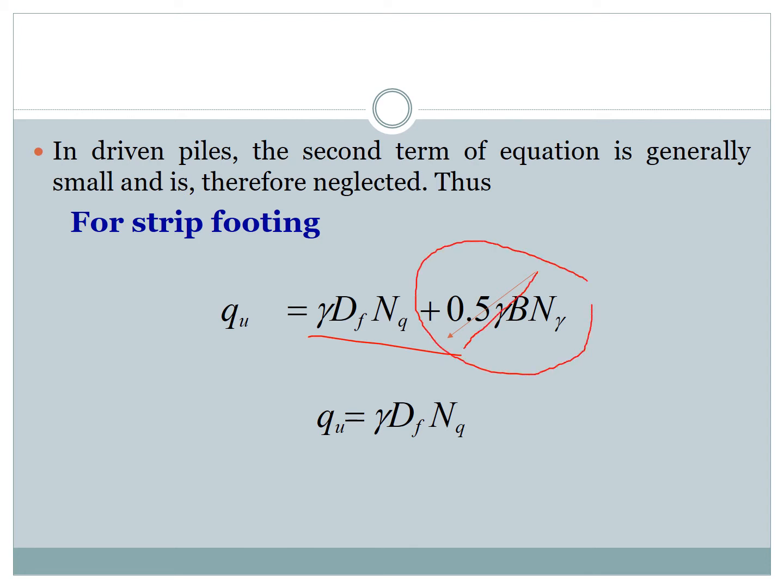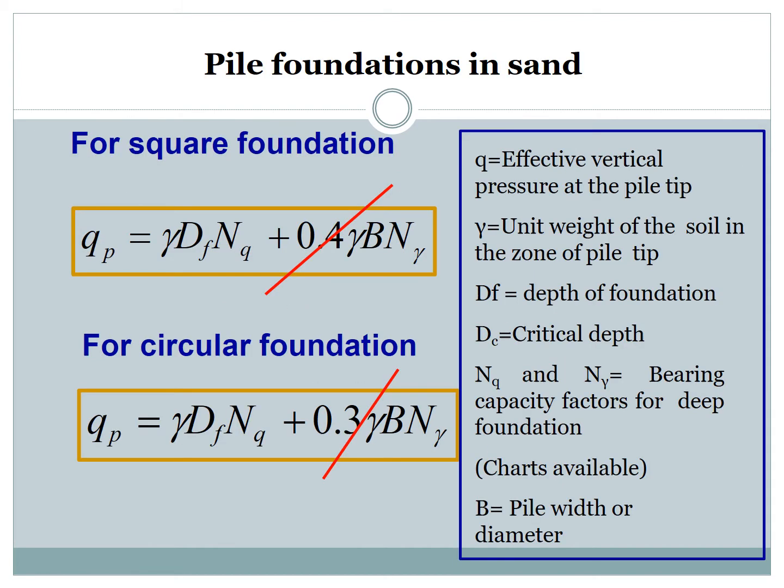Means in case of driven pile, the second term becomes very small compared to this term. So this term is neglected. Obviously, the depth of the foundation for a pile is more compared to its width, so this term becomes small. Similarly for square footing and for circular foundation, neglecting this term, the remaining term is Qu or Qp equal to gamma Df Nq, and for circular footing it is the same.